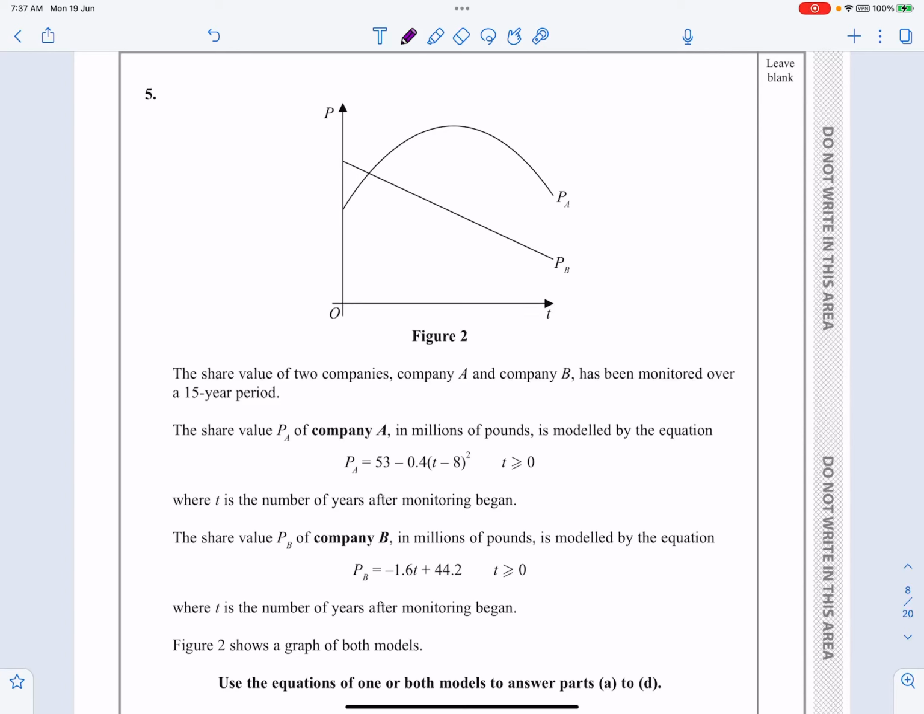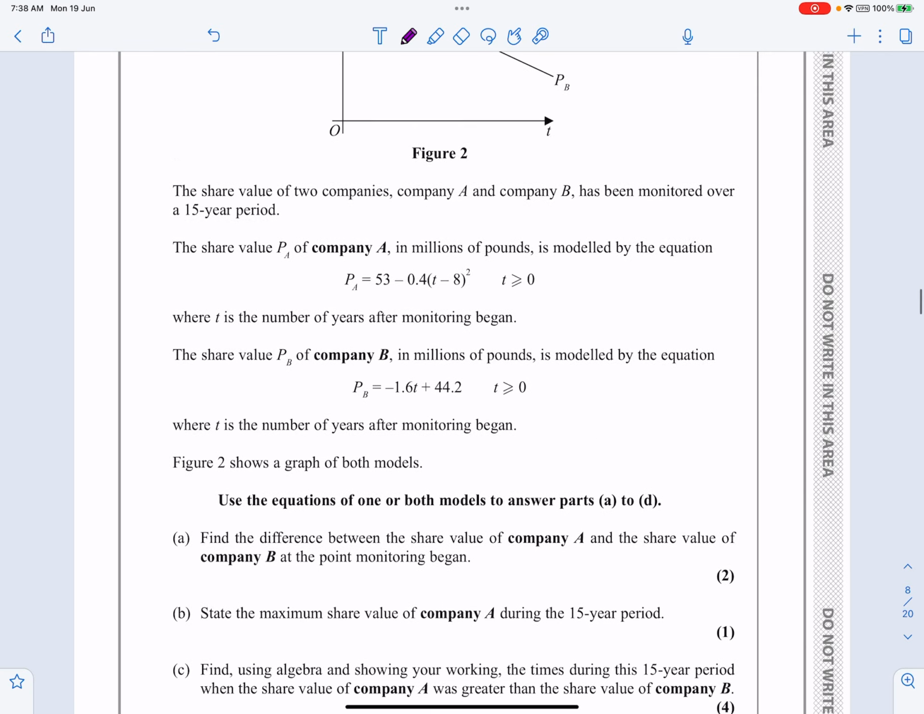Okay, this is the P1 paper from June 2021. It's question number 5. It's actually a quadratics question with a bit of quadratic graphs and inequalities. It doesn't look like a quadratic, so let's just have a proper look at this. You might want to pause the video.